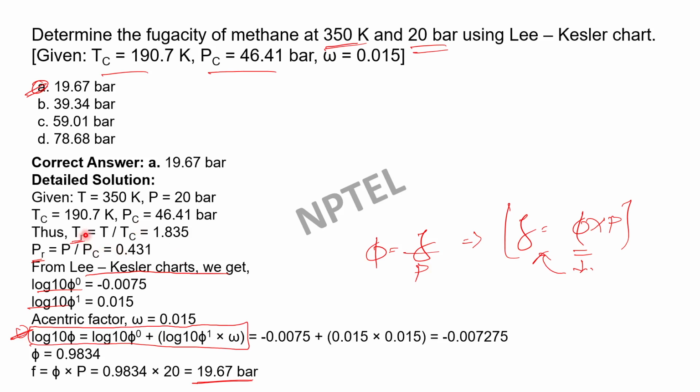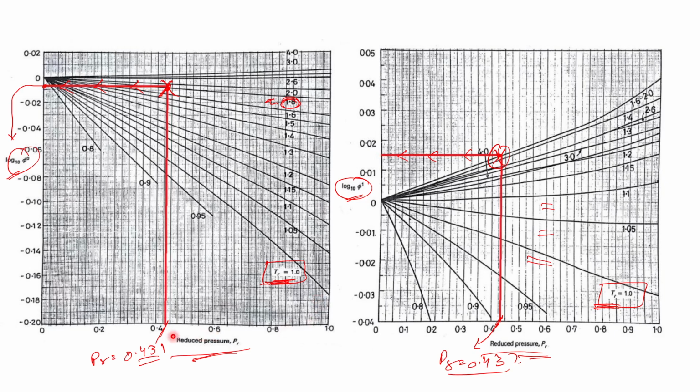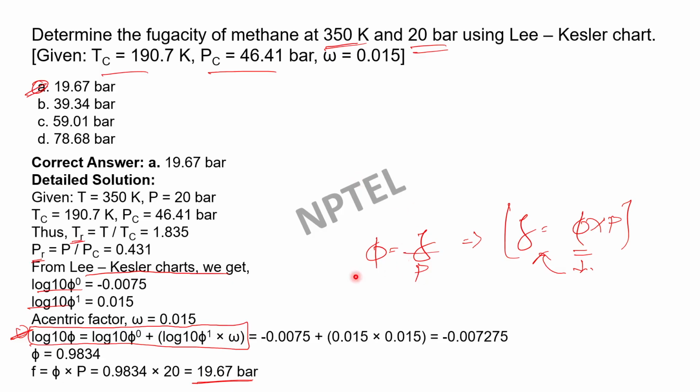As I have been saying, we have to find the value of critical temperature and critical pressure. Now from the Lee-Kessler charts, as I have shown you how to find log phi naught and log phi 1, find where the Tr value is, go straight up, and where it intersects go to the y-axis. Similarly for Pr, go straight up to where it intersects, then go to the y-axis. We have been given the eccentric factor, and we use this formula: log phi equals log phi naught plus log phi 1 into omega. Put all the values here and find the value of phi. Since phi is equal to f by P, that is the fugacity coefficient, you have been asked to find the fugacity f. So f equals phi into P, the fugacity coefficient is 0.9834 and pressure is 20 bar. So the correct answer is 19.67.